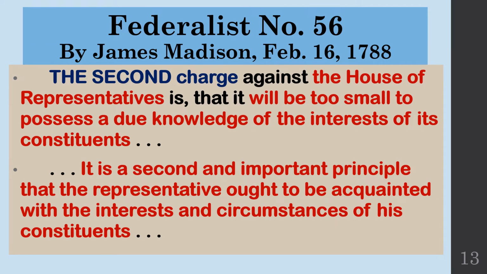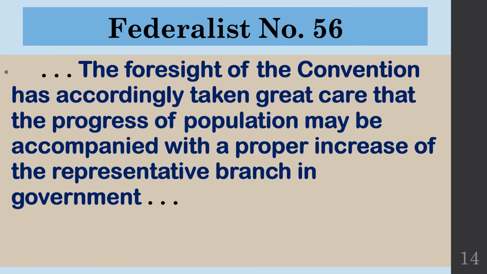Then we go on to look at Federalist number 56. In there, Madison talks about the second charge that the House of Representatives is too small to possess a due knowledge of the interest of its voters. And he acknowledges here this is an important principle that the representative ought to be acquainted with the interests and circumstances of his voters.